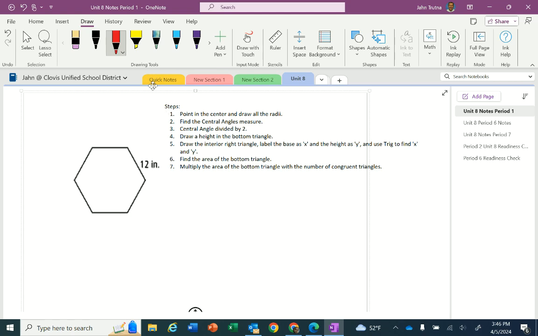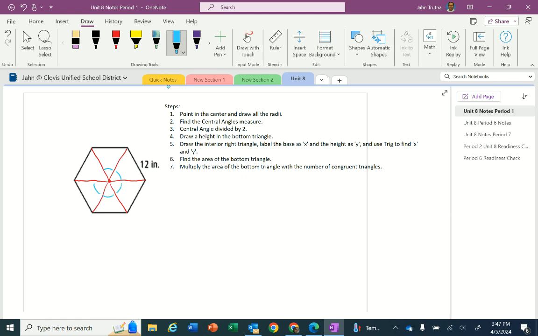So step number 1, we put a point in the center of the shape. There's my point. And then you draw all the radii in. The radii go from the center to each corner. You're going to create all of these triangles right here. And remember, every triangle that you create is congruent to each other. They're all the same, and there's going to be 6 of them because there's 6 sides of the shape. That's step number 1. Step number 2, we're going to find the measurement of every one of the central angles here.